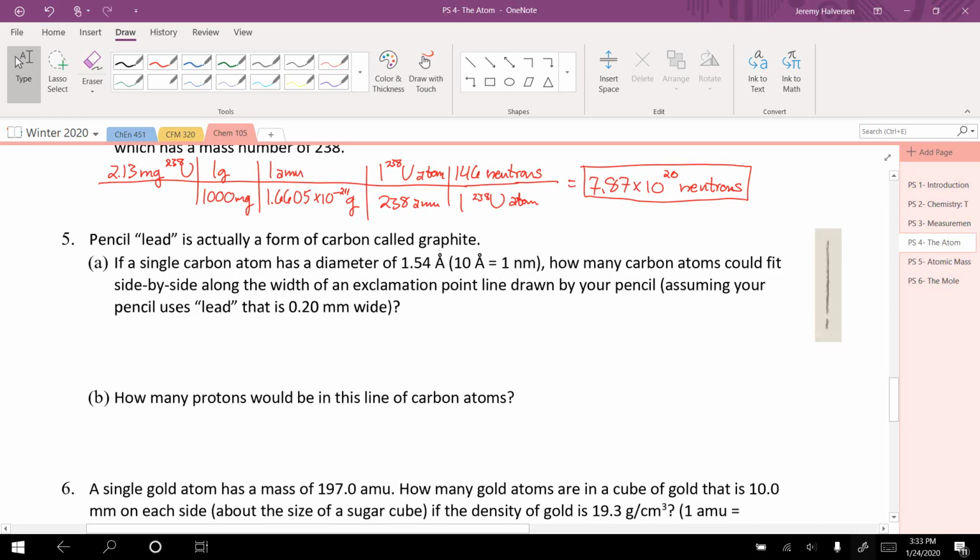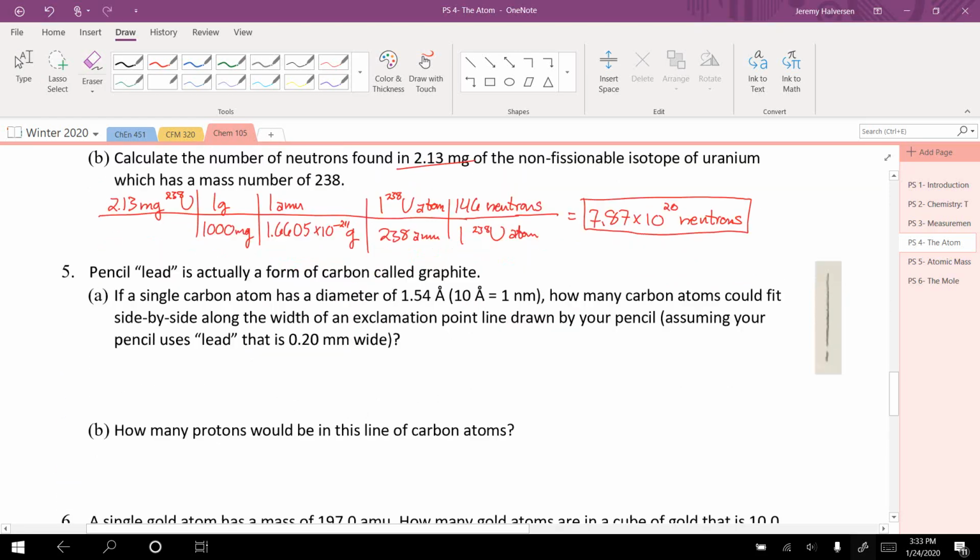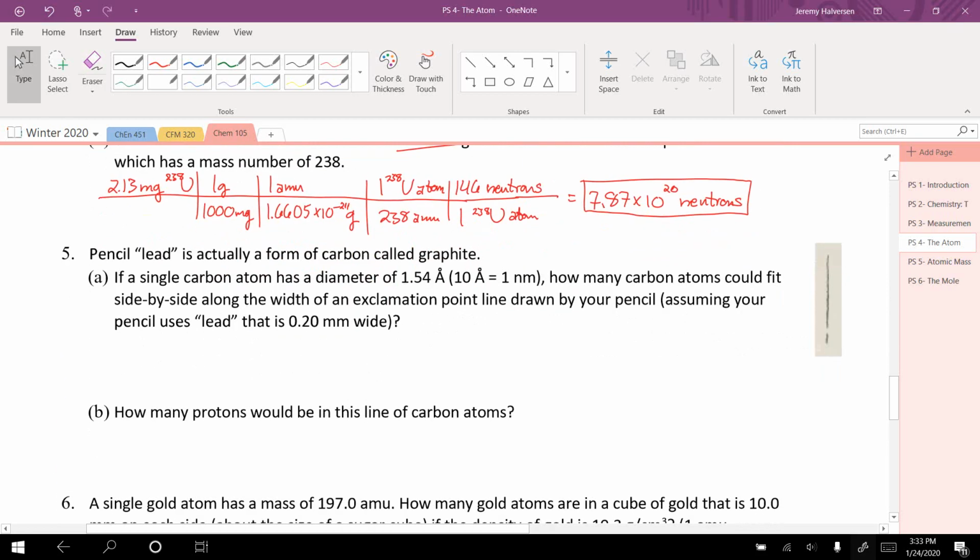This is very similar to a problem that we did in problem set number 3. But what is our starting value? What is the actual amount of carbon that we're dealing with? Well, that's this 0.2 millimeters wide. We have other numbers in here, this 1.54 angstroms, but that's just a conversion factor telling us 1 atom of carbon equals 1.54 angstroms. And we have this, which is also a conversion factor.